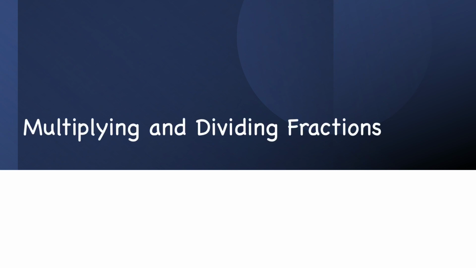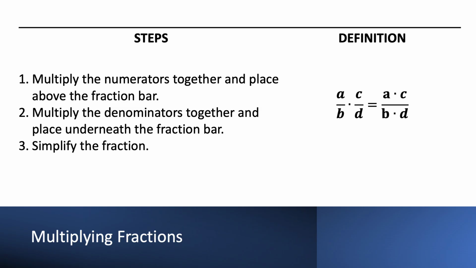Multiplying and dividing fractions. First, we'll look at how to multiply fractions. To multiply two fractions together, we first need to multiply the numerators together and place that on top of the fraction bar. Next, we'll multiply the denominators together and place that value underneath the fraction bar. Lastly, you'll want to simplify the fraction.